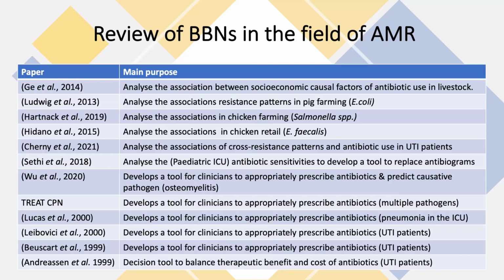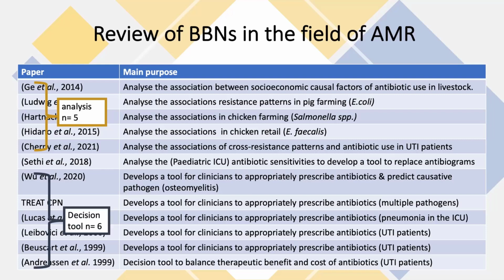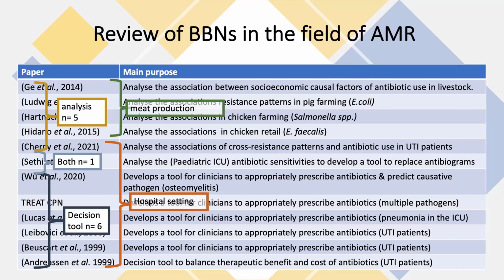BBNs were developed either as a method to investigate random variable associations, in other words, as an analysis tool, or used as a decision tool, or in some instances as both. All tools were typically for clinical settings, while the majority of analyses were related to meat production. Two notable exceptions include Trenny et al., who considered UTI patients, and Sethi et al., who did both an analysis and developed a tool.